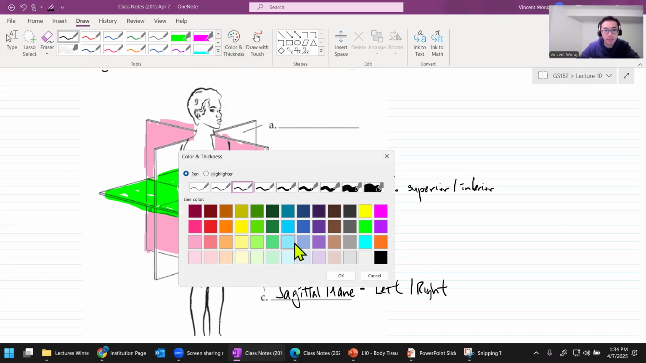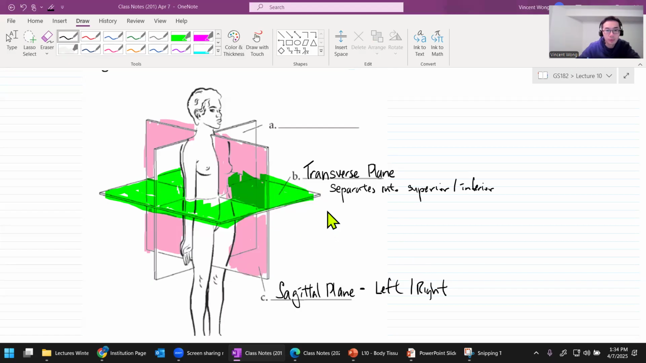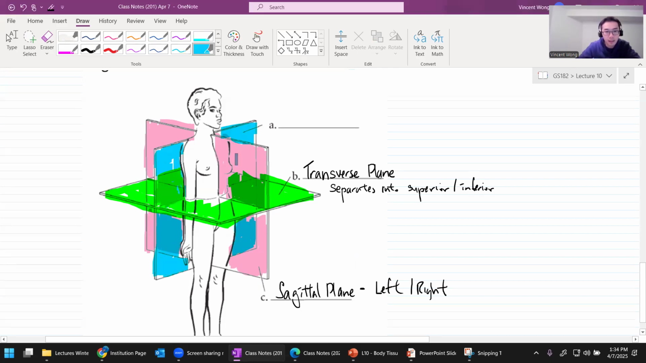And then one more over here. We have one here that divides it into front and back. Front and back. Okay, you can fix up the coloring later, depending on how you want to be looking at it. And this front and back is called the frontal or coronal plane, frontal plane. Okay, and it separates into anterior and posterior.